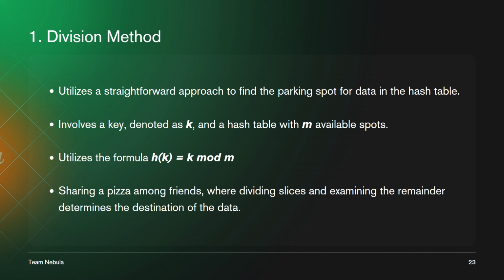Alright, let's dive into the first method of hashing called the division method. This method uses a simple trick to find the parking spot for our data in the hash table. Imagine we have a key, let's call it K, and a hash table with M available spots. To find out where our data belongs, we use a special formula. Think of it like this. We are dividing the key K by the size of the hash table M, and the remainder tells us where the data should go. It's like sharing a pizza among friends. You divide the slices and see which one is left over.